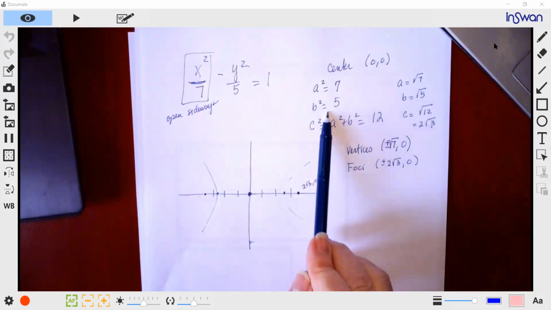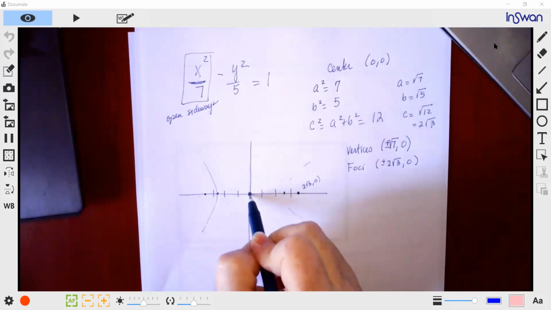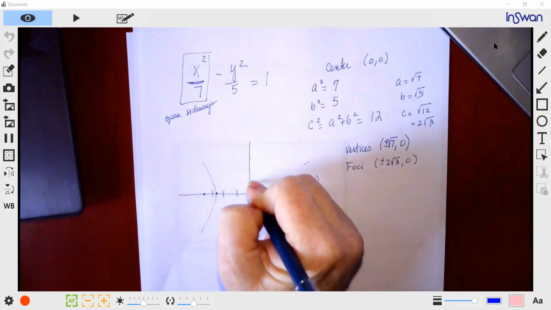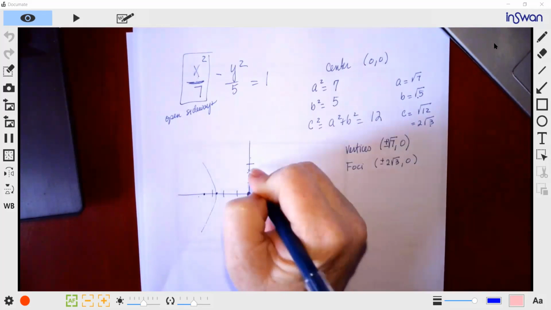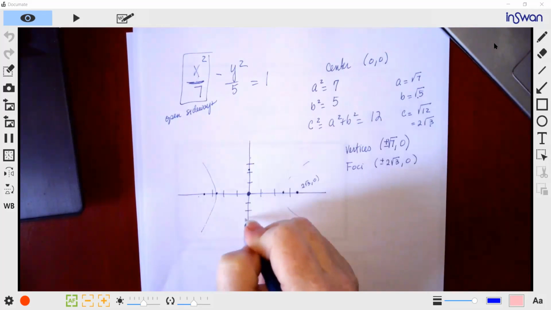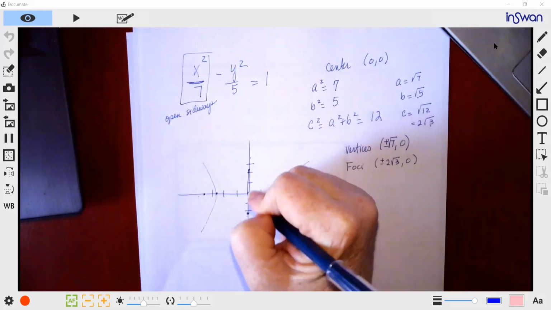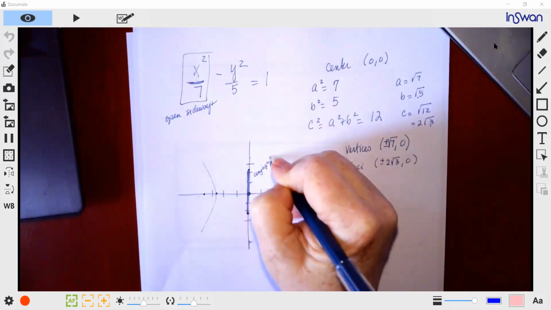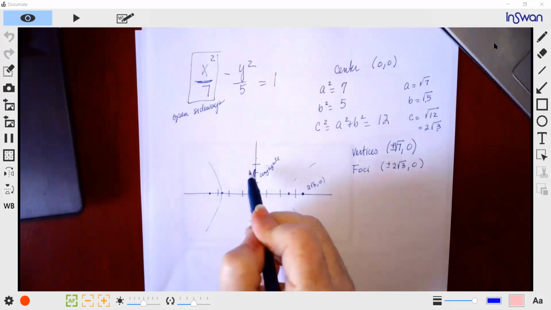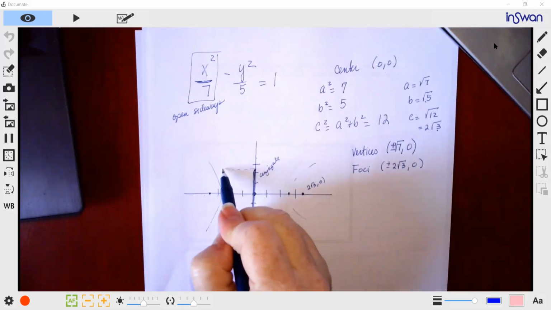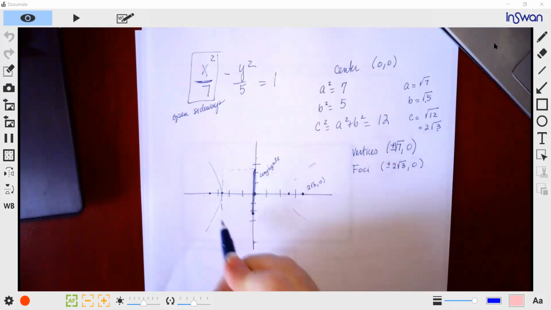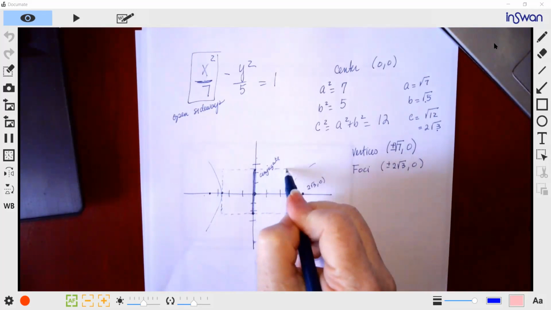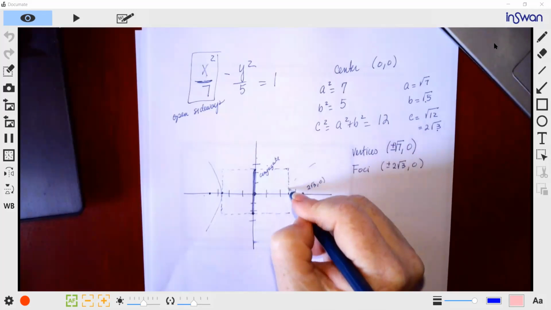Now, here's what we do to get our graph. We're going to draw in the conjugate axis by starting at center and going b units up and b units down. So we're going to have square root of 5 here and here. So here's my conjugate axis. Now we're going to draw a box where the midpoints of the sides of the box are the endpoints of the conjugate axis and the vertices of your hyperbola.